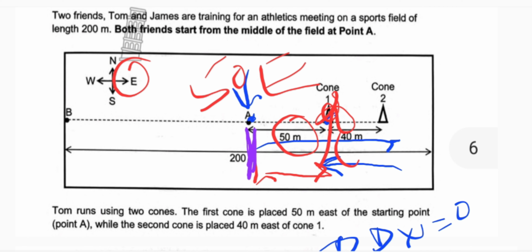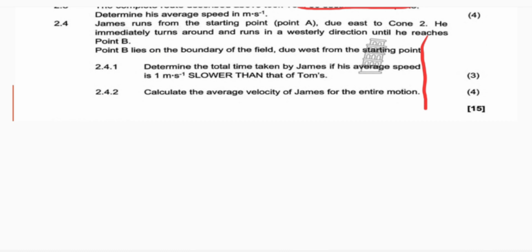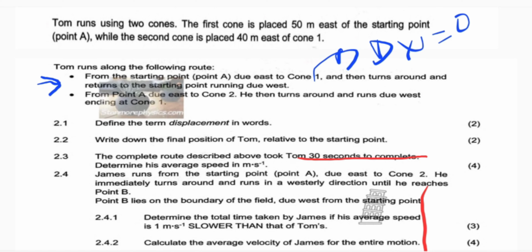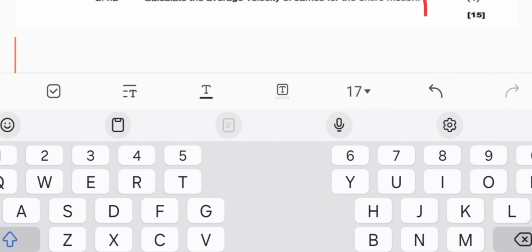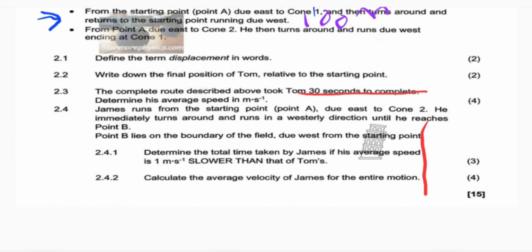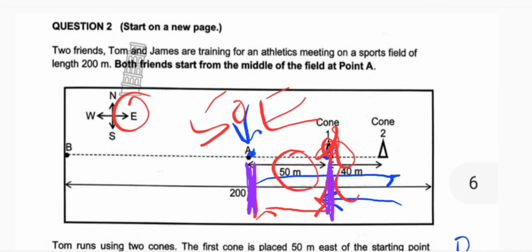This is where he started. He went here 50 meters, but he went back another 50 meters. So from the first statement, we can argue that Tom ran about 100 meters. So this is 100 meters. That is the distance. But they say from point A, due east to cone 2, he then turns around and runs due west, ending at cone 1. So we are going to see what is the distance that he ran for that particular portion of the motion.